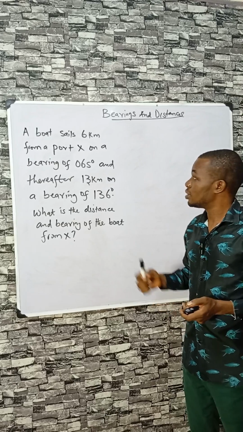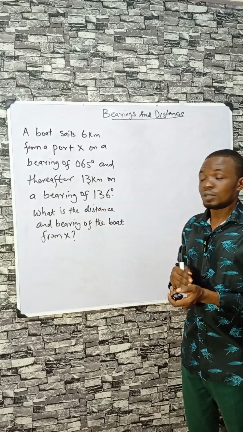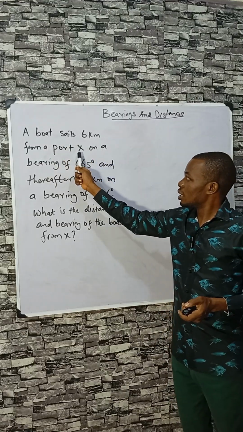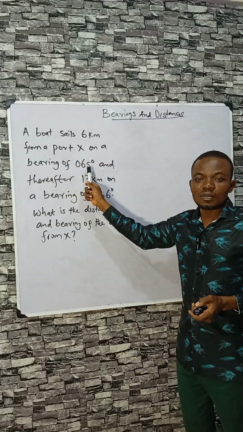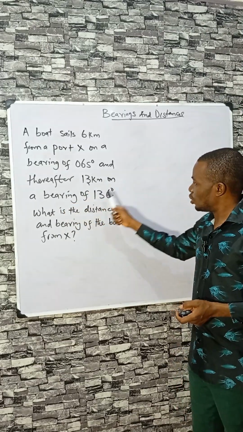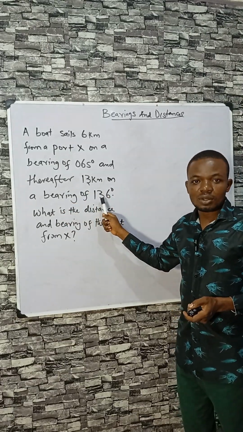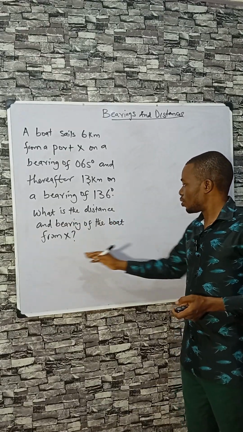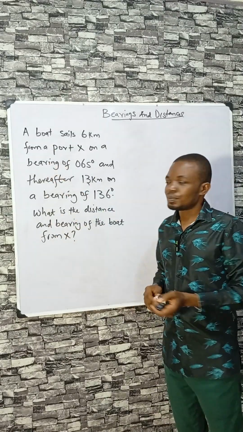Bearings and distances is what we are going to consider today. A boat sails 6 kilometers from a port X on a bearing of 65 degrees and thereafter 13 kilometers on a bearing of 136 degrees. What is the distance and bearing of the boat from X, that's the port?